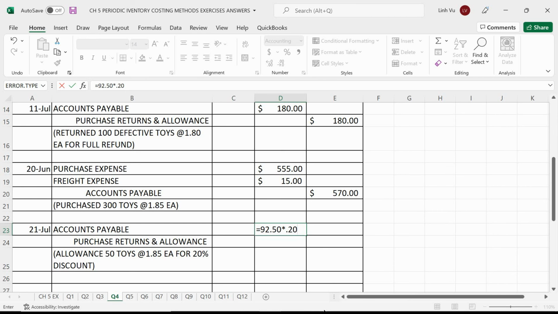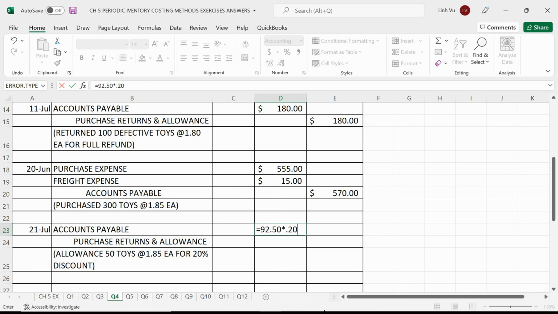So what's 20% of $92.50? I have a problem when I put the percentage in my calculator. Do we put 92.50 and after this minus 20%? No. How do I put it?